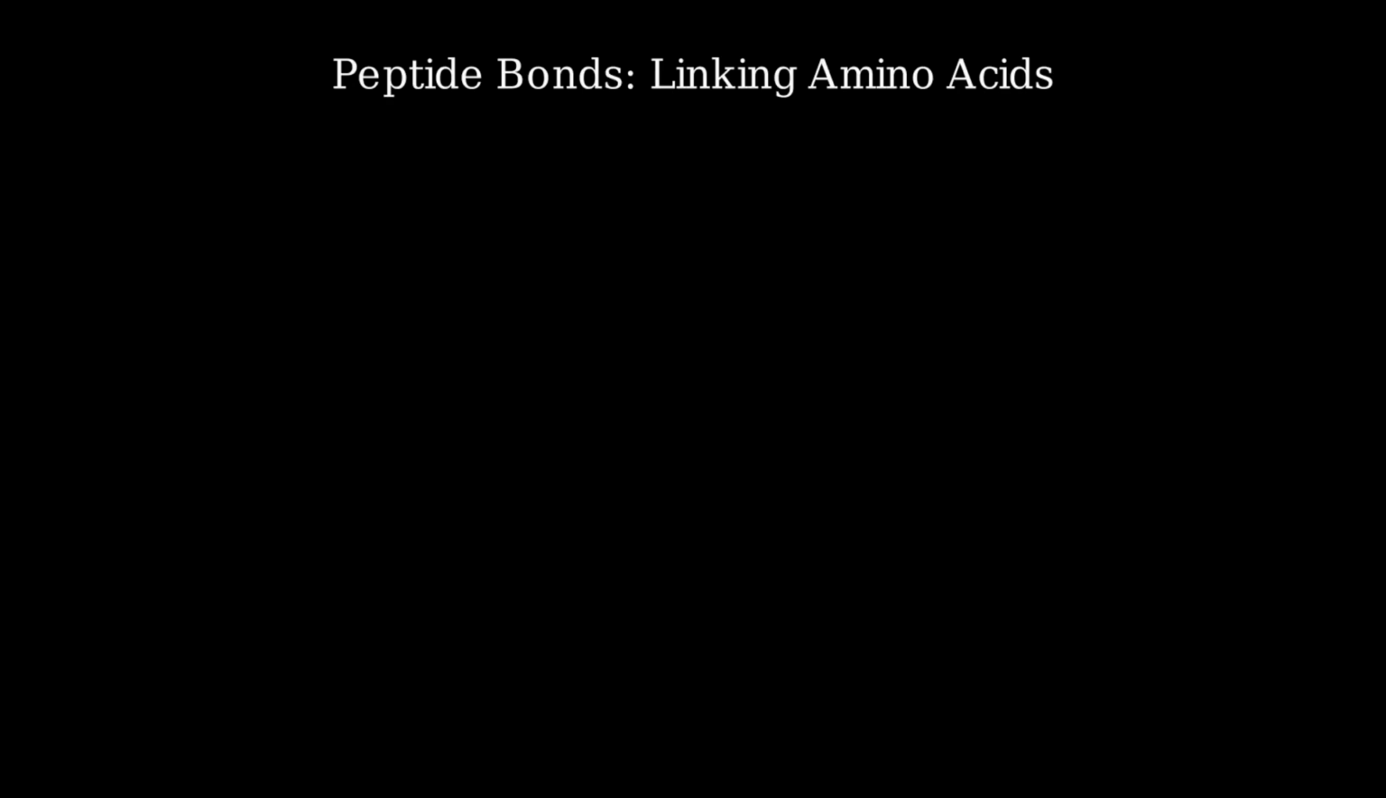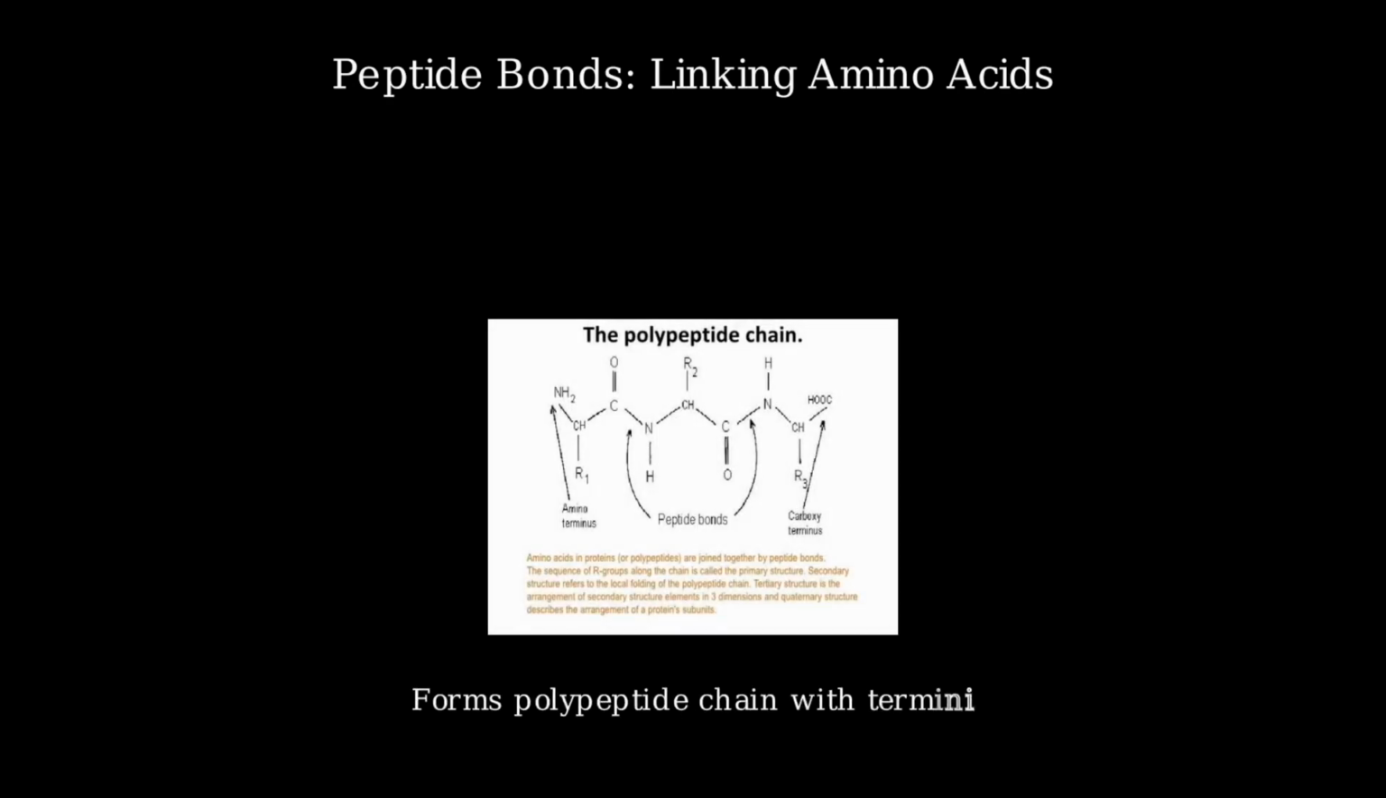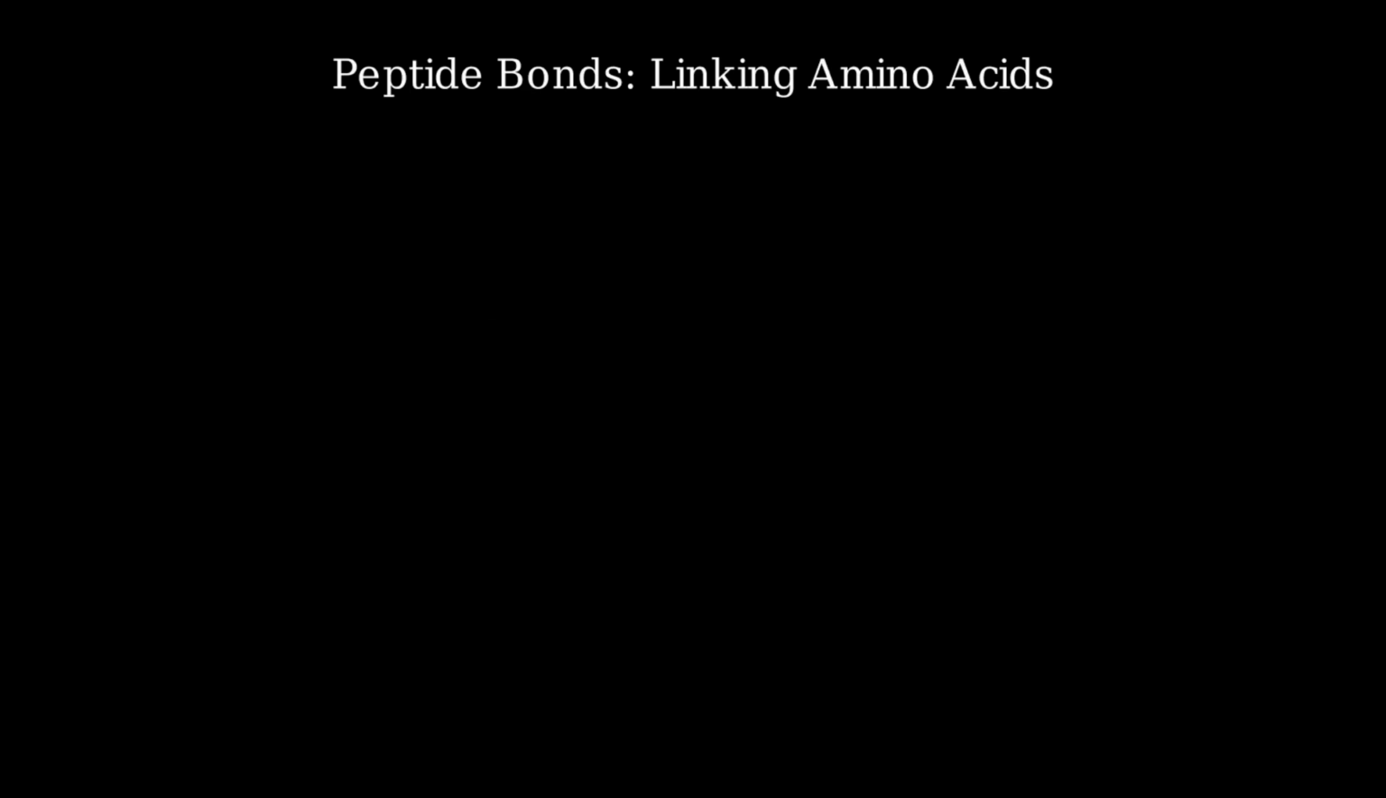As more amino acids are added through repeated peptide bond formations, a polypeptide chain is built. The chain has a specific sequence determined by the order of amino acids, which forms the primary structure of the protein. The polypeptide chain extends from an amino terminus at one end to a carboxy terminus at the other, establishing the foundation for the protein's three-dimensional structure and function.